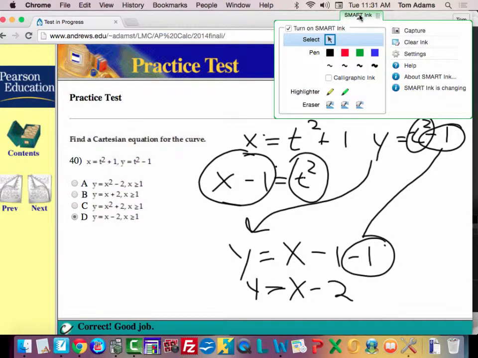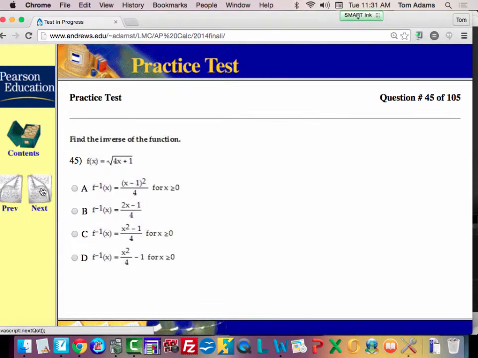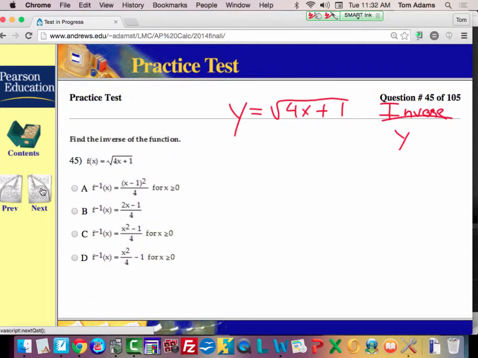Moving on to problem number 45. Find the inverse function. The first thing I want to do is write this down as y equals the square root of 4x plus 1. Now to find the inverse, I'm going to swap the x and the y. I don't like how that drew. My smartboard's not being smart today. So I'm going to swap those. I'm going to make this an x and this a y.